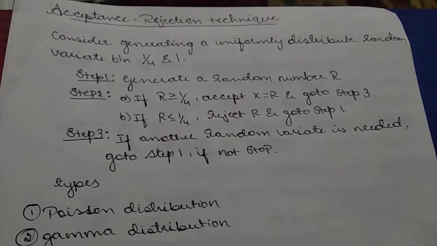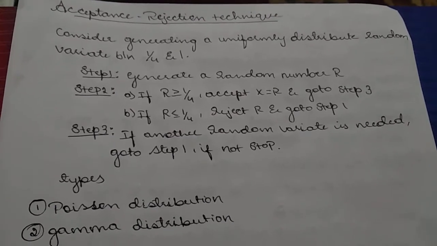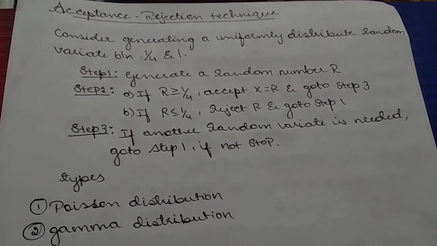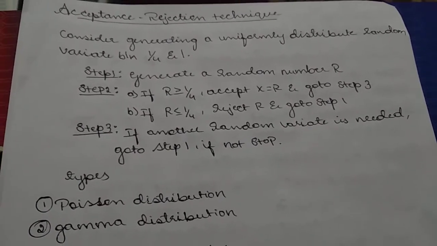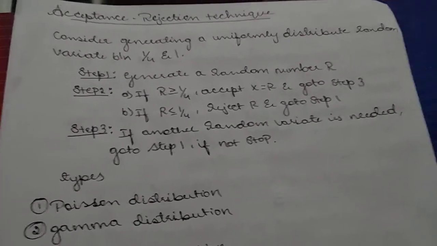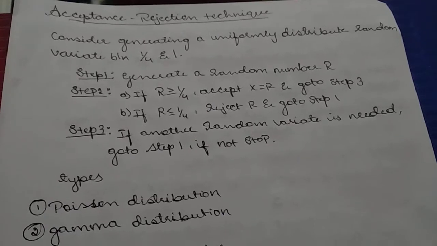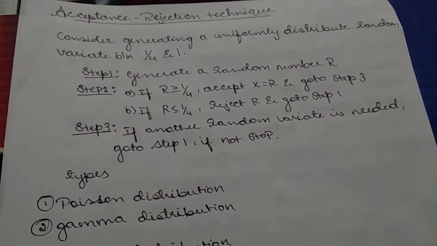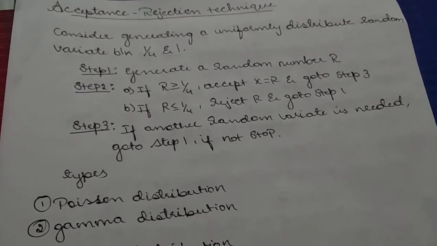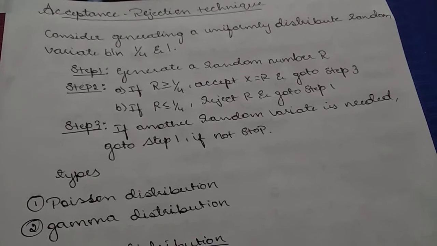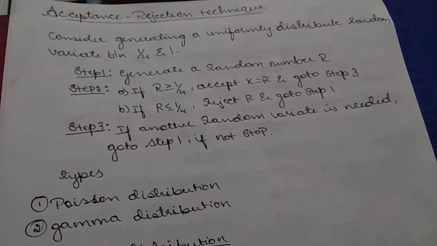Hello everyone. Till now we have seen random numbers, how to generate them, and how to test whether they are uniformly distributed and independent. Now we'll move on to the second chapter, that is random variables or random variate generation. Before going for this, you must see the difference between a random number and a random variable.